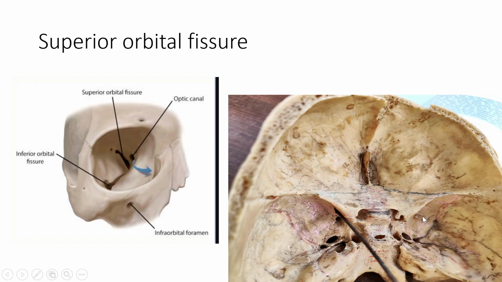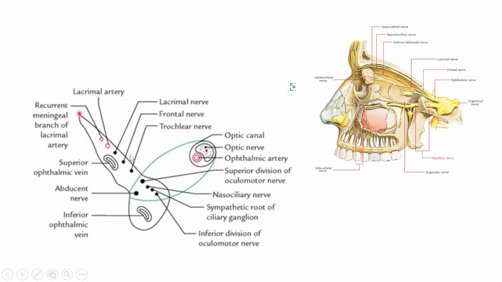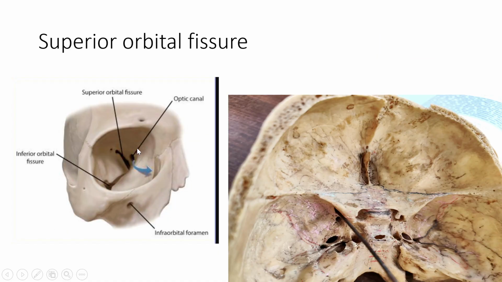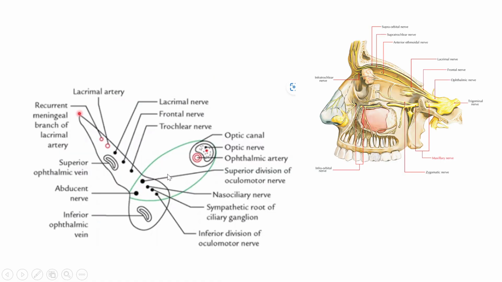Now the other foramen which we have talked about, between the overhanging lesser wing and the greater wing. This is the superior orbital fissure. If we see from the front, this is the medial side, this is the lateral side, this is the right side orbit, and this is the superior orbital fissure, with the optic canal lying medially. Now if we imagine here, what are the structures coming to the orbit through this fissure? So this is the superior orbital fissure as a whole.